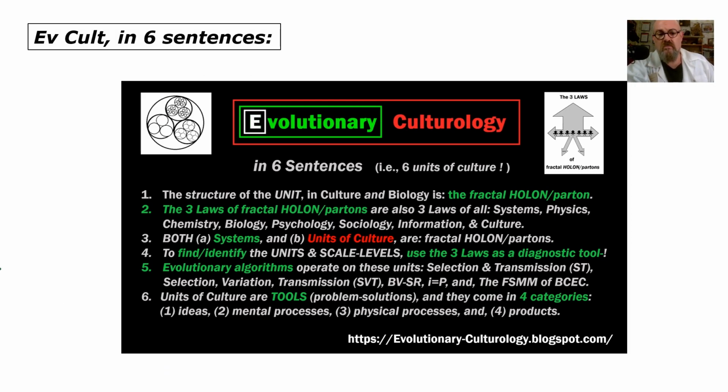Moving right along, number 5, evolutionary algorithms operate on these units, including selection and transmission, or the ST algorithm, selection, variation and transmission, or SVT, BVSR, or blind variation and selective retention. Ideas iterate through processes to products and back the other way. That's I equals P. And the fractal systems meta model of biocultural evolutionary creativity from Ev Cult.